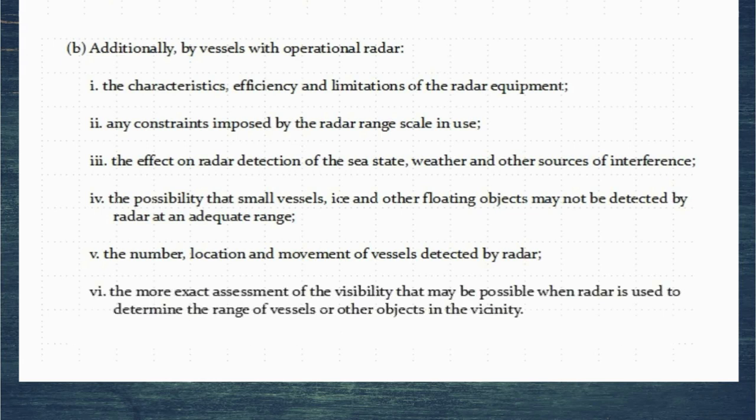And the more exact assessment of the visibility that may be possible when radar is used to determine the range of vessels or other objects in the vicinity. This again goes back to the first paragraph, where we're using the visibility to determine a safe speed. You can use your radar to get an exact reading of that, and that is going to affect your judgment.